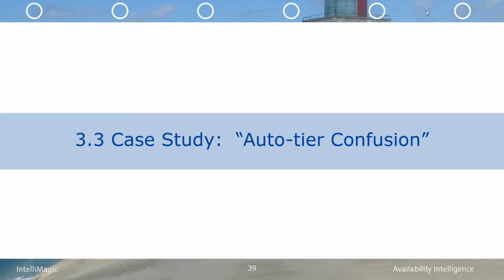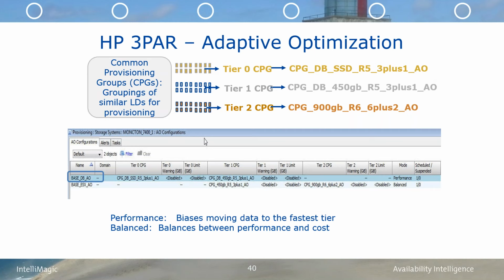All right, in this case study, I'm looking at some auto-tiering confusion. In this case, we're looking at an HP 3PAR. You would take a similar approach in terms of the analysis regardless of the type of auto-tiering. You would just need to make sure you understood the auto-tiering, how it's set up, the logical components. And in this case, I've got three tiers. I've got a tier 0, which is SSD RAID 5. I've got a tier 1 that's 450 gig RAID 5, and I've got a tier 2 that's 900 gig RAID 6.